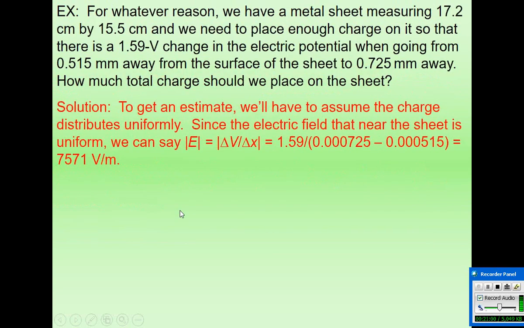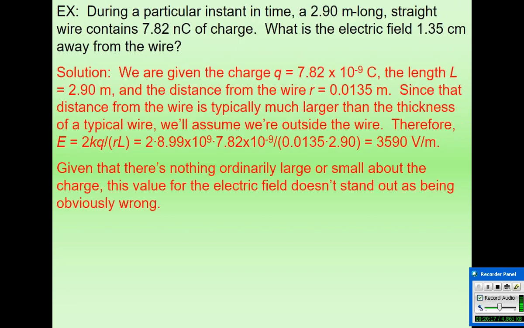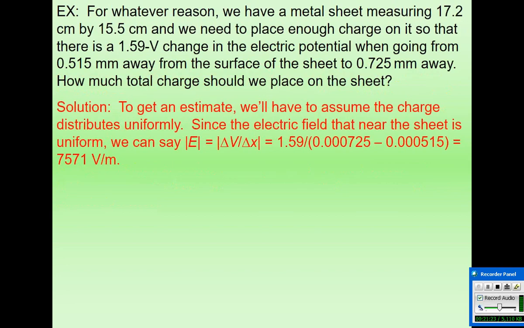Let's also look at an example involving a sheet of charge. We have a metal sheet. Knowing that it's metal means that it's made of conducting material. This sheet measures 17.2 centimeters by 15.5 centimeters. And we're going to place charge on it, enough charge on it to satisfy the following conditions.